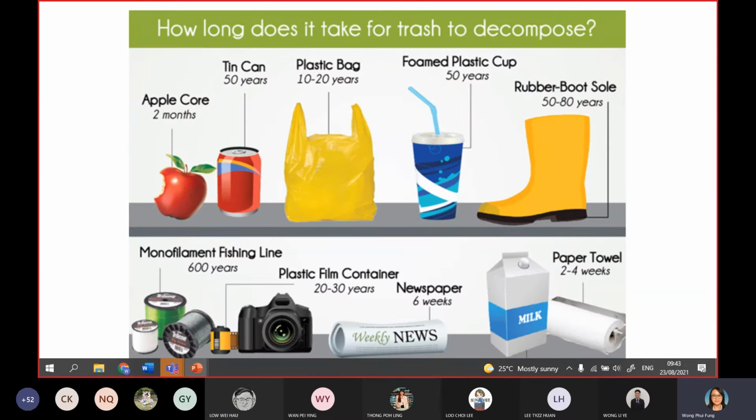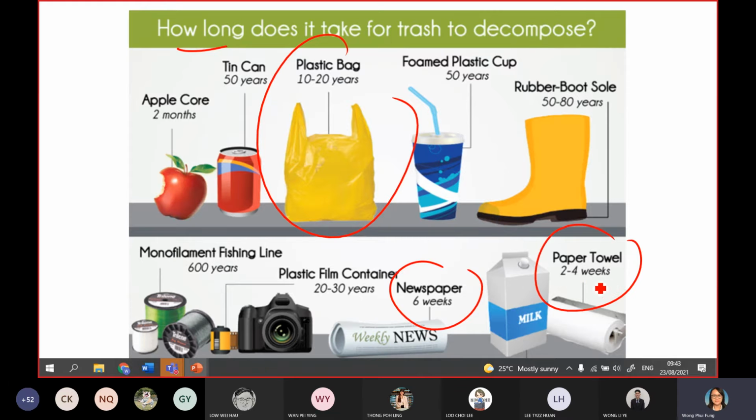Okay, why do we need to think about reuse and recycle? See this picture. How long does it take for trash to decompose? You can see that a plastic bag will take 10 to 20 years. Of course, newspaper is the shortest. Paper towel is also short, maybe one month. But for plastic, like this plastic film container, it takes 20 to 30 years. Even our rubber boot takes 80 years to decompose.